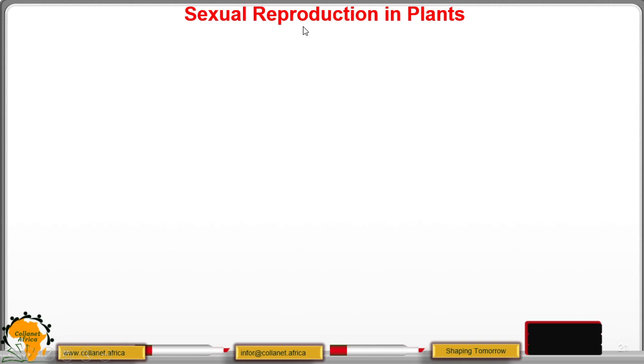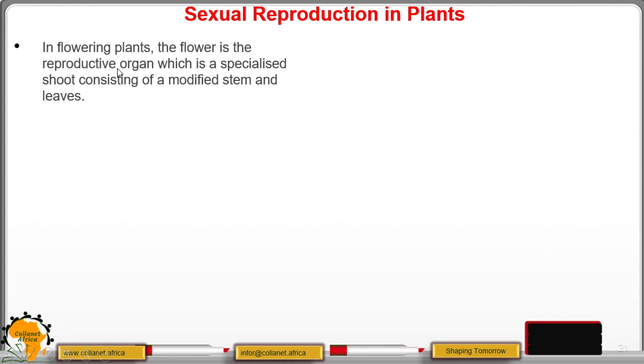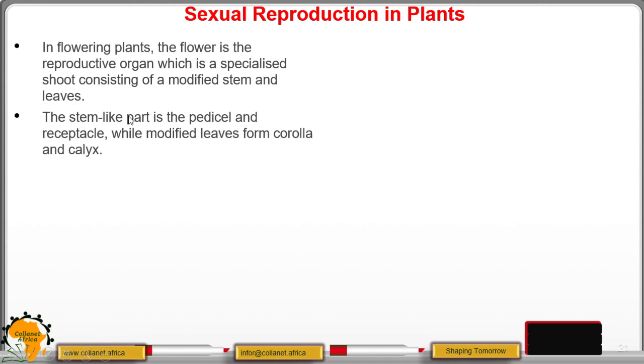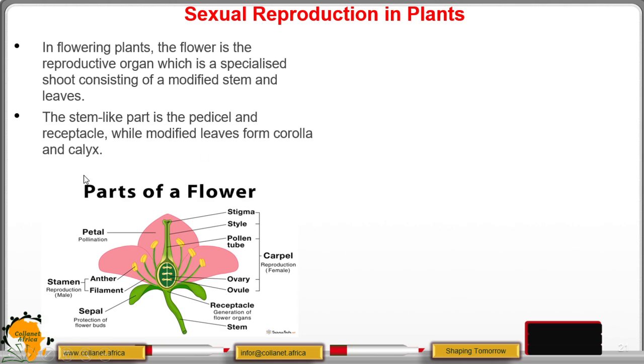We are discussing sexual reproduction in plants. In flowering plants, the flower is the reproductive organ, and it is a specialized shoot made up of a modified stem and leaves. The stem-like part is the pedicel and receptacle, while the modified leaves form corolla and calyx.